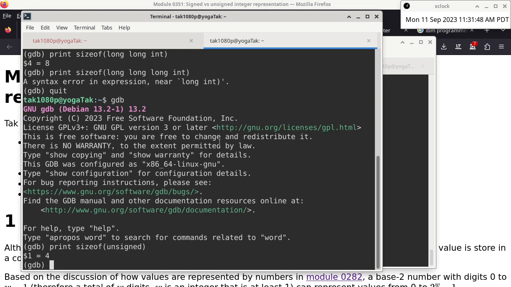4 of what? 4 bits? 4 individual digits? No. 4 bytes. Very good. So how many bits do we have in 4 bytes? 32, because 1 byte is 8 bits. So how do we call 4 bits? A nibble. Very good.